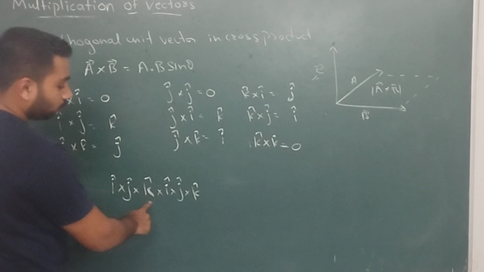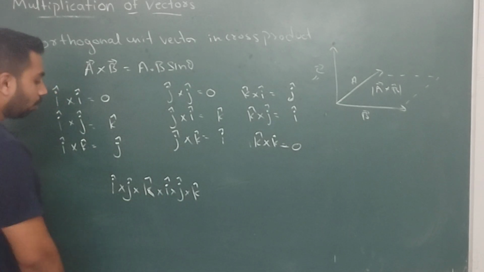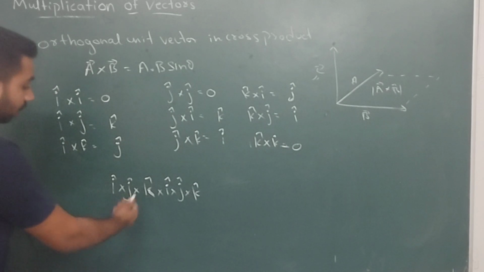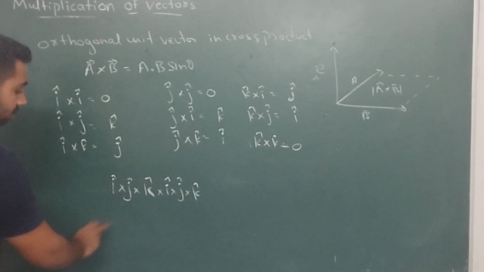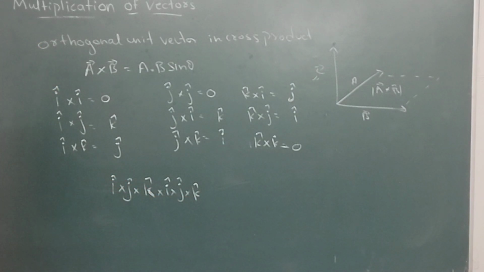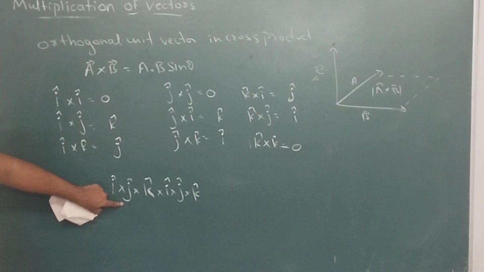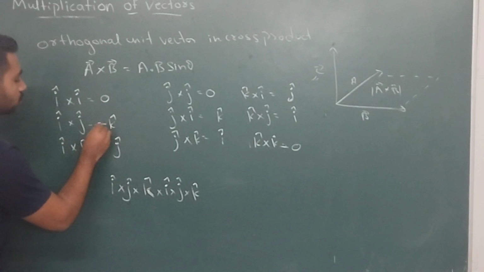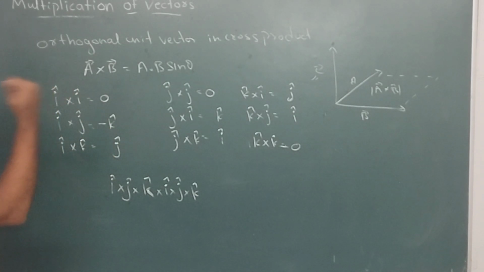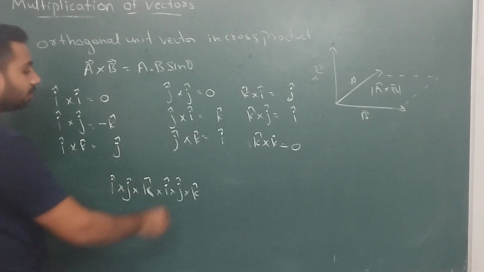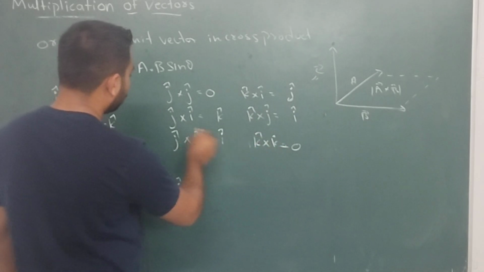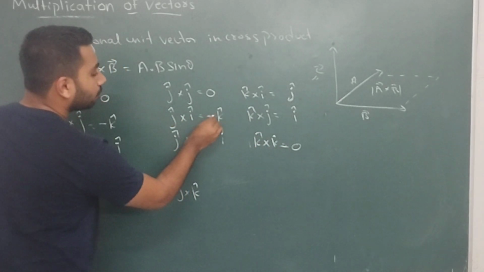If I cross k, you are getting j, which is positive. If you are getting j cross k, then i is positive. But if you reverse, j cross i, that time k becomes minus i. Now i cross j, the next term is k, which means this becomes positive. When we are going from i to j, we get a positive answer. Similarly, when we go from j to i, we get negative.